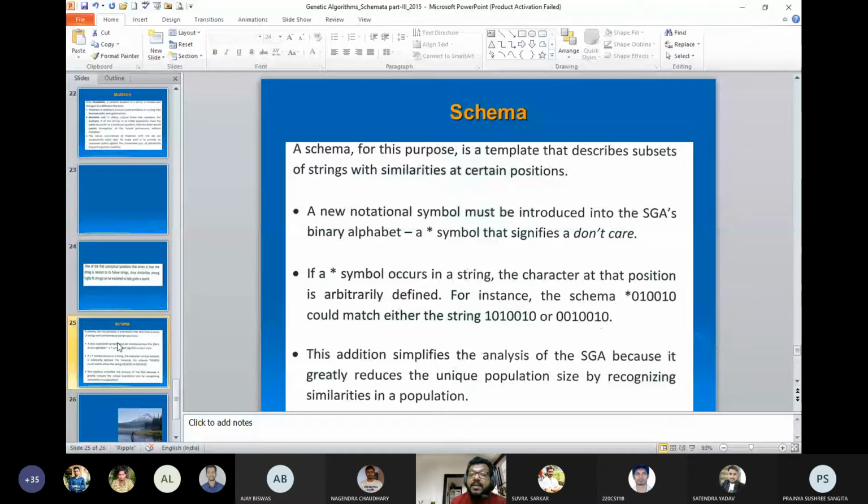This simplified representation, with the introduction of a star symbol, tries to put all the individuals into different frameworks. It reduces the actual population size by making groups, so that we are able to retain the lost information.